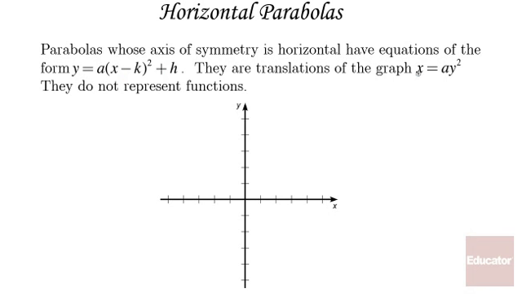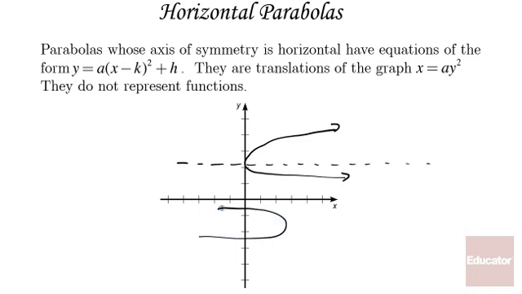And they're translations of x equals a y squared, and again, h and k shift this graph around horizontally and vertically. So it would look something like this, for example. The axis of symmetry would be right here, and it would be a horizontal axis of symmetry. Or maybe I have one that opens to the left and it has an axis of symmetry right here.